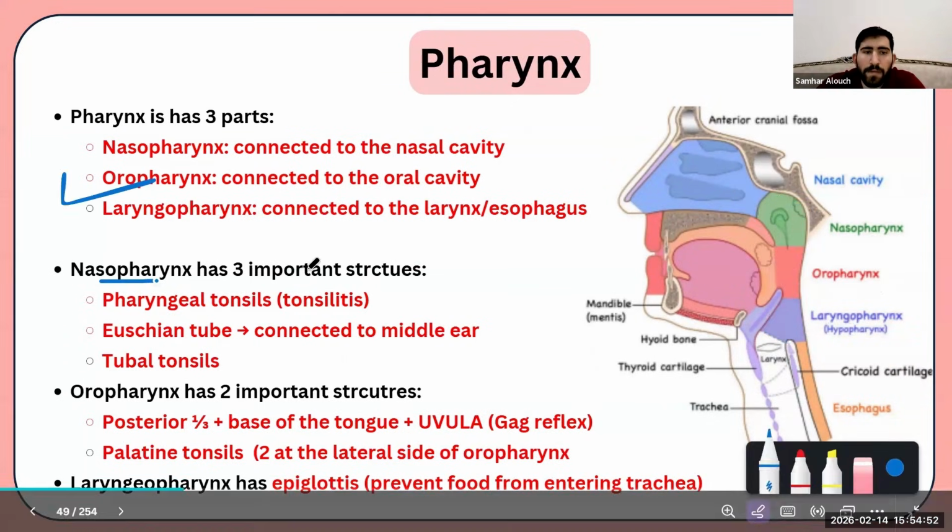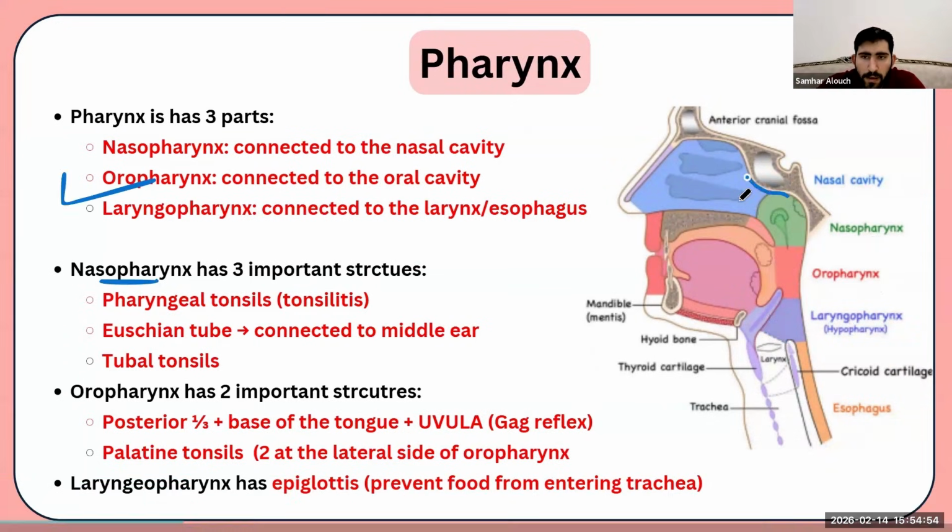Okay? First, we have the nasopharynx. The nasopharynx connects the pharynx to the nose. As you can see, we have three important structures. The first one is the pharyngeal tonsils. They are lymph nodes or tonsils in the pharynx. They are the most superior tonsils. So think, the nasopharynx is the most superior, and it has the pharyngeal tonsils as the most superior tonsils. And when they are inflamed, it's called tonsillitis.